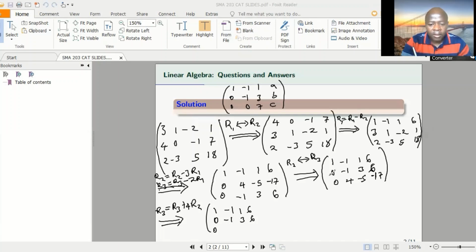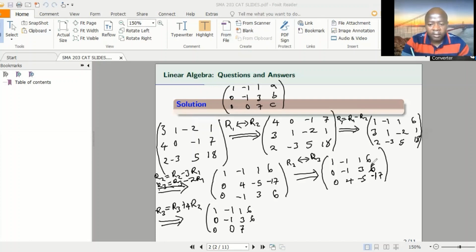Which one? Not 1. I'm multiplying equation 2 by 4. So it is 0 times 4, not 1. It's 0 times 4 plus 0, which is 0. And then -1 times 4 plus this 4, which gives us 0. And then 3 times 4, which is 12, plus -5. That gives me 7.